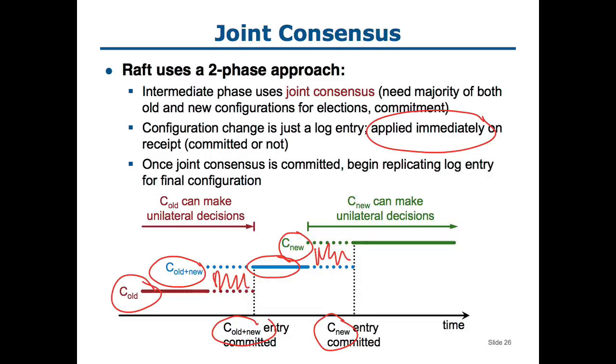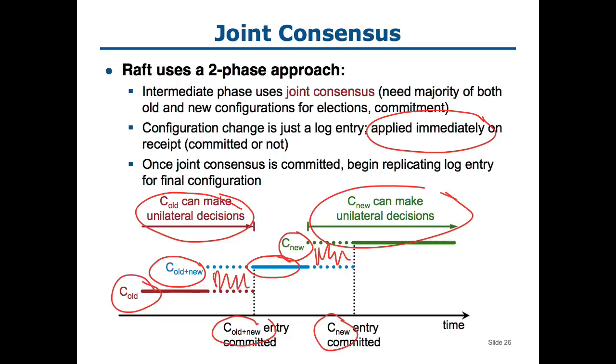So the key idea here, the key thing you can see, is that there's no point in time when both Cold and Cnew can make decisions without consulting the other. There's a period of time where Cold can make unilateral decisions and a period of time where Cnew can make decisions, but those do not overlap, guaranteed not to overlap. And in between, both configurations must be consulted. So this guarantees that we can't ever have two separate consensuses form in the cluster at one time.